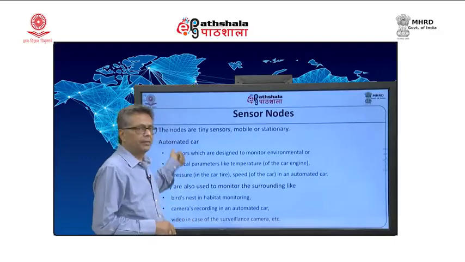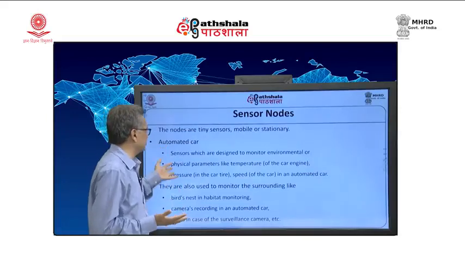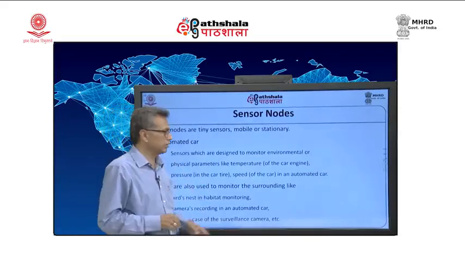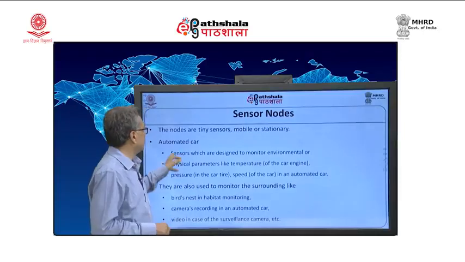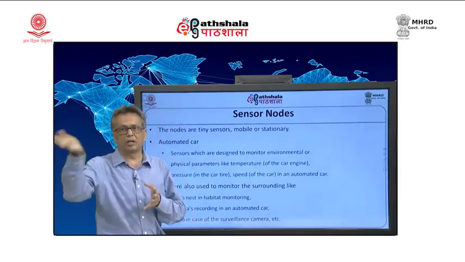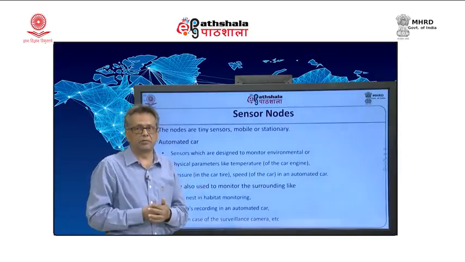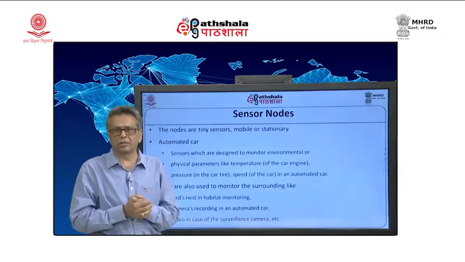Okay. For example, you have probably heard about Google's automated car. It will have 3 types of sensors. In fact, there are many sensors, but I have listed only 3 of them. First, sensors designed to monitor the environment. For example, a camera will look at the surroundings. Environment is the surrounding. What is happening around? If a pedestrian is crossing the road or whatever.